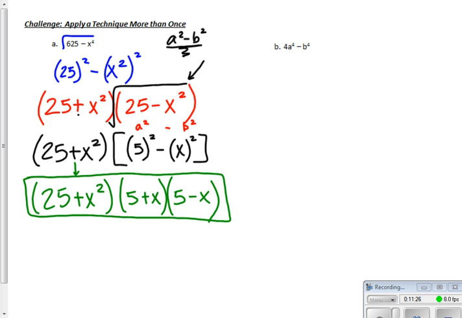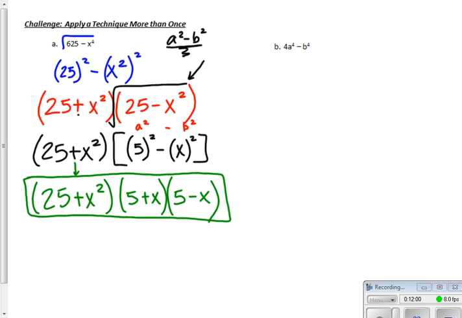Now, a lot of people are like, oh, God, I have that negative sign here again. Well, we can't break this down. A squared minus b squared. If you took the square root of that, we couldn't figure out the square root of 5 and the square root of x. That's why you can't take it to the next level there. But you can here. So that's why it's a challenge question, because you actually have to apply the technique more than one time. And that's what you'll need to do in example B here for the challenge problem.